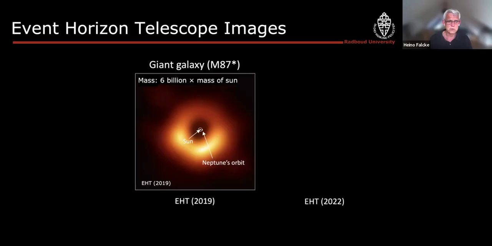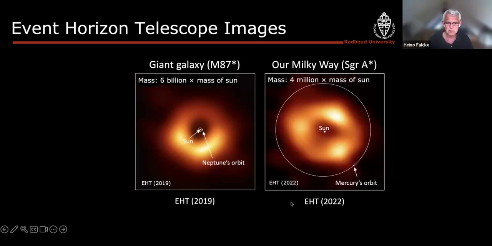And so if you then compare these two things. This is the galaxy M87, and just to scale, this is Neptune's orbit. That ring, if you were close to it, would be larger than Neptune's orbit. While that ring that we see in the center of the Milky Way is inside Mercury's orbit.